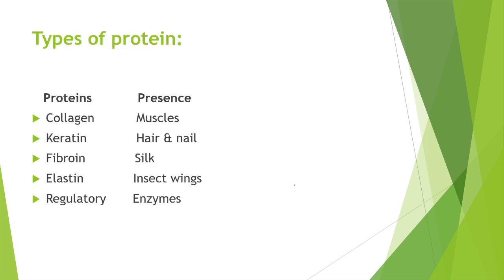Topic is important types of proteins. First is collagen protein which is present in muscles. Keratin protein is present in hair and nails. Fibroin protein is present in silk. In the insect wings, elastin protein is present. In enzymes, regulatory proteins are present.